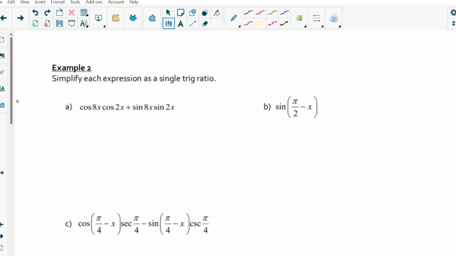Next page. Simplify each expression as a single trig ratio.